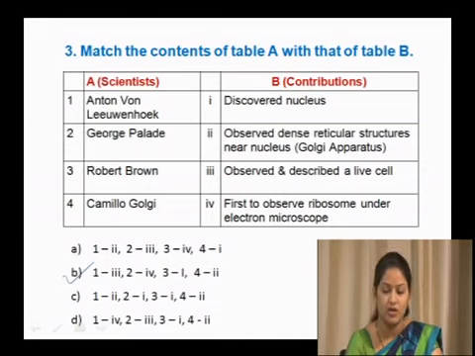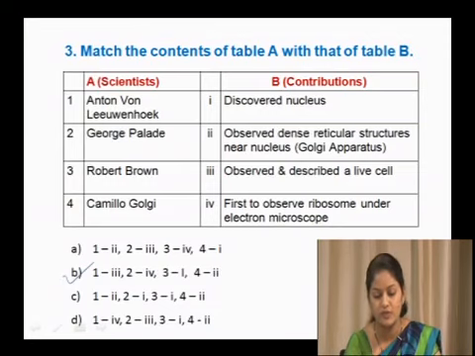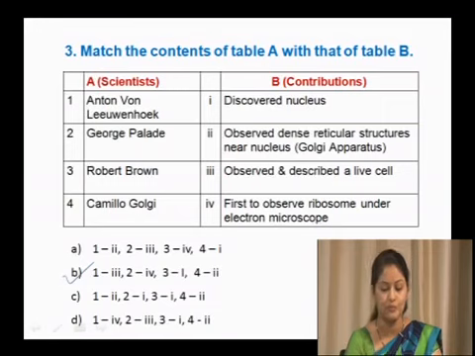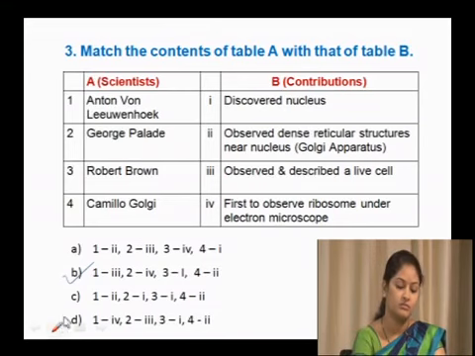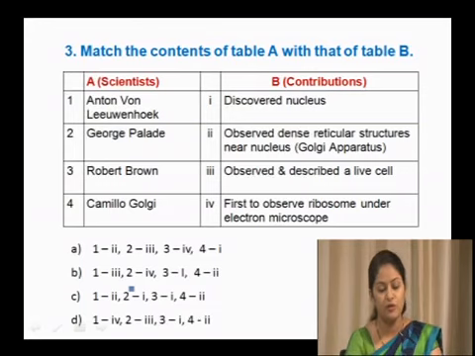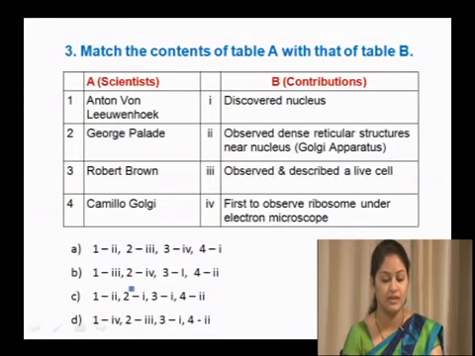Third one is observed and described a live cell, and the fourth content is first to observe ribosome under electron microscope. So the options are mentioned below. What you can observe here is there are 4 options. The options run like this. Option A: 1-2, 2-3, 3-4, 4-1, and options B, C, D are running in the same way. So let us try to understand the contributions of every scientist there.